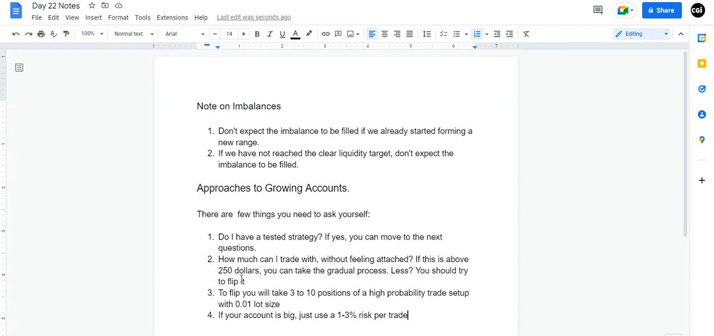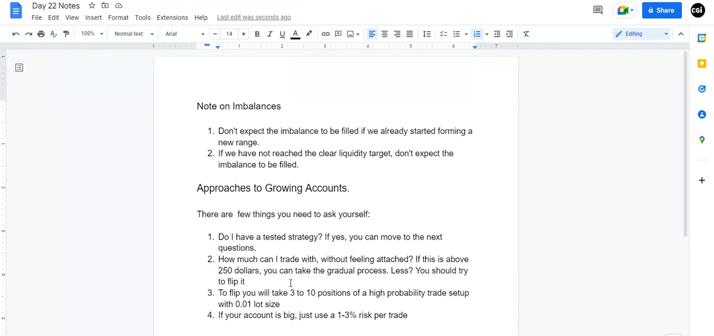You need to try and flip and ignore risk management a little bit at the start, but you should not do it for a long period of time, because making quick money like that can get you greedy very, very quickly. So that's just the point. If your account is big, use a 1 to 3% risk per trade. In fact, I advise 1 to 2%. Personally, I won't actually go beyond 2% ever.